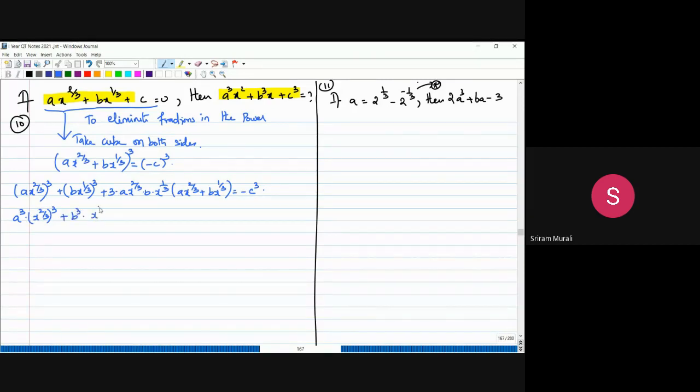This is x power 1 by 3 the whole power 3. It is 3 into a into b into, the base is same, add the power, x power 2 by 3 plus x power 1 by 3. This can be taken as a star. That is my minus c cube, that is equal to minus c power 3. I'm sorry, this is c. As per the question, it is c.